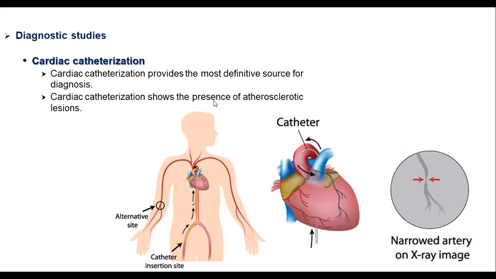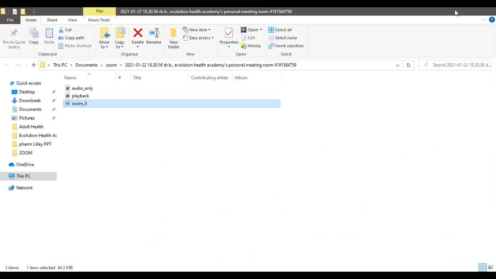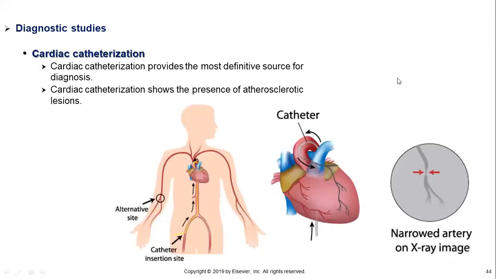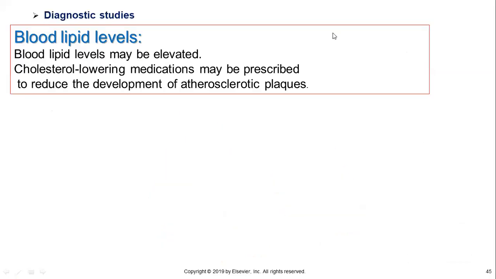What next? Next is here, blood lipid level may be elevated. Cholesterol lowering medication may be prescribed. So there are some types of lipid, right? Some types of lipid I said. So like LDL, and also HDL.